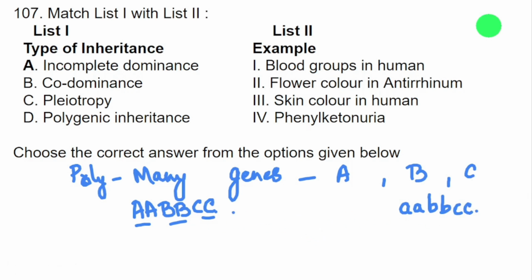So these are the two extremes. In between, there is gradation in the skin color seen, and different combinations of alleles are going to give different skin colors. So many genes are controlling skin color, therefore this is known as polygenic inheritance.